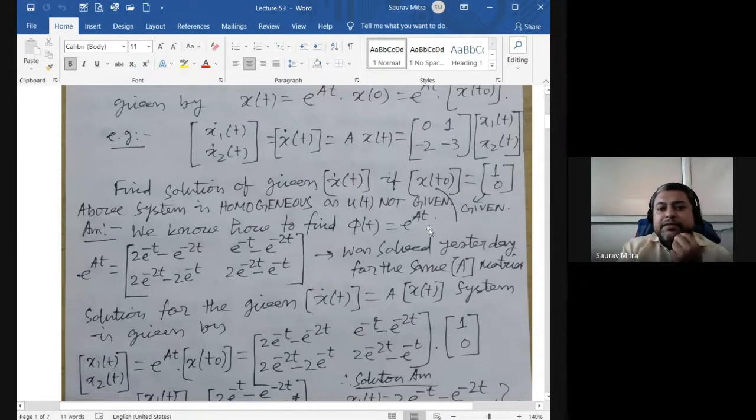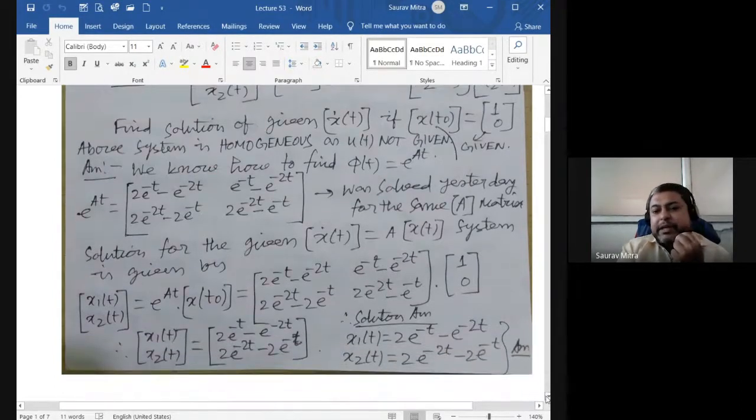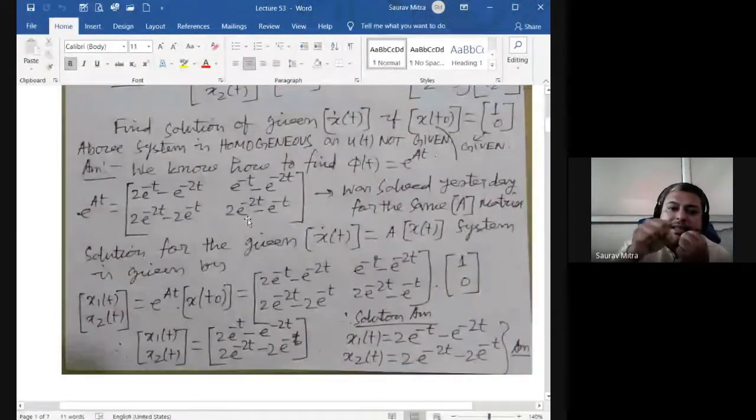We know how to find phi(t) is equal to e raised to At. I think we have already found this transfer function initially. In yesterday's lecture, if you see, this is solved there, and we had found it like this. So the first step in any homogeneous system solution is finding the e raised to At matrix. So we have found e raised to At matrix like this, and just multiply 1 0 with that. So e raised to At is the first step. (sI minus A) inverse, whatever you get, take the inverse Laplace of that, and this is how you find it.